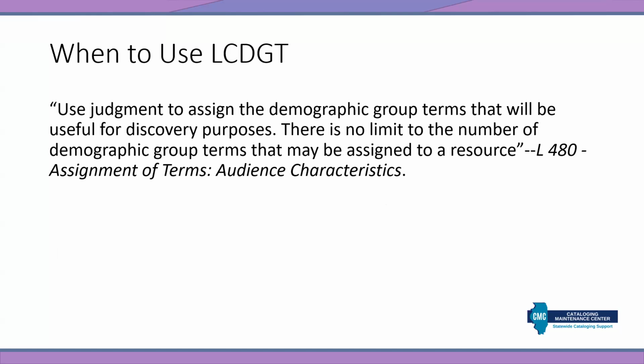So when to use LCDGT. Use judgment to assign the demographic group terms that will be useful for discovery purposes. There is no limit to the number of demographic group terms that may be assigned to a resource. That's taken from L480, Assignment of Terms, Audience Characteristics. So use the structure of LCDGT to find as close a match as possible between the audience of the resource and the term or terms that exist to express that specific group. Assign a term that is broader or more general than the audience it is intended to cover only when it is not possible to establish a precise term or when an array of terms is needed. If a resource's audience includes several discrete elements, assign a separate term for each element that will be useful for discovery purposes.